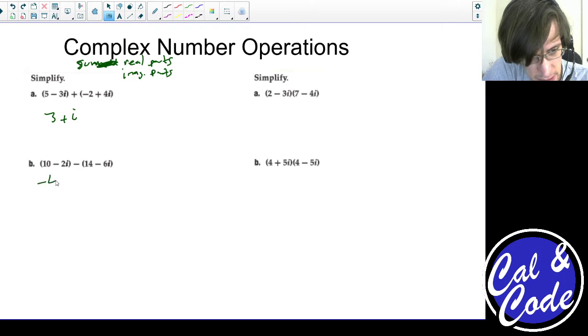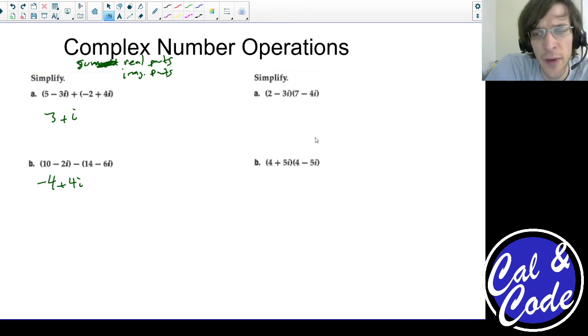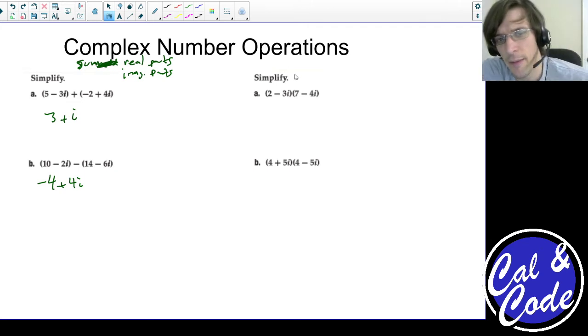10 minus 14, negative 4. Negative 2 minus negative 6, or plus 4i. So adding and subtracting complex numbers is super simple and easy. So let's talk about multiplying them out.